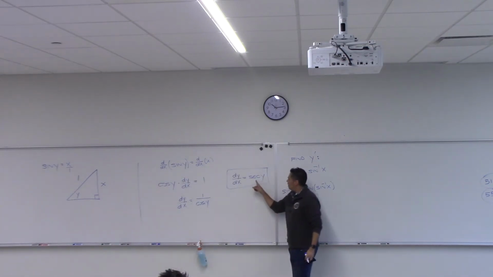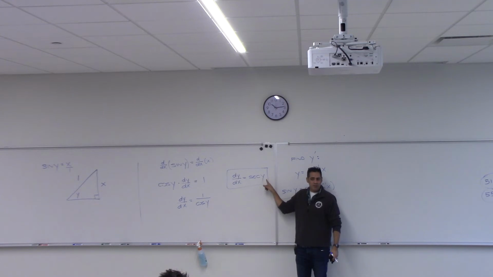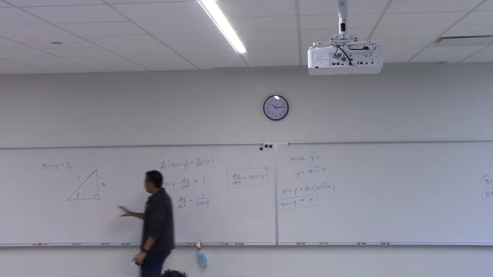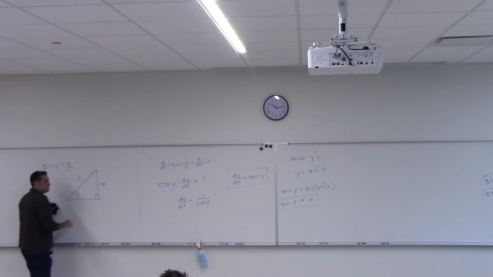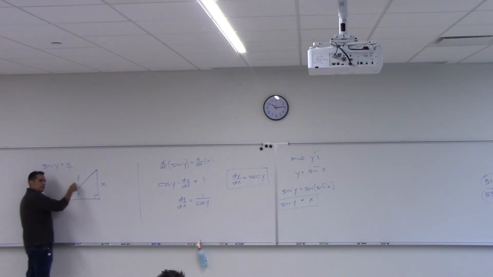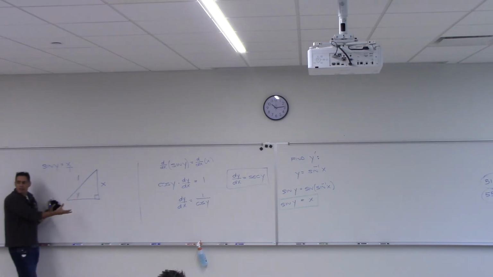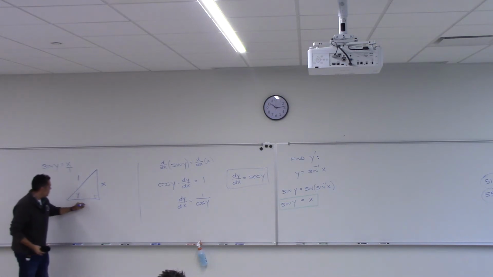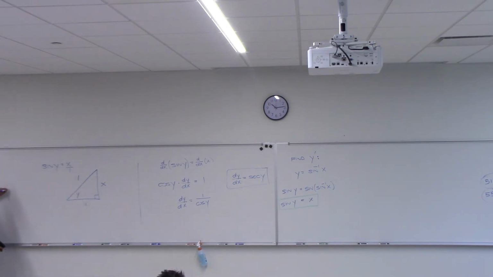Why am I doing this? Because I want to know what secant of y is. If I draw this triangle, secant is the reciprocal of cosine. Cosine is the adjacent over the hypotenuse, so secant would be the hypotenuse over the adjacent. If I just knew what this side was in terms of x, then I would have a formula, wouldn't I? So can we solve for this side? I'm going to call it a for adjacent.